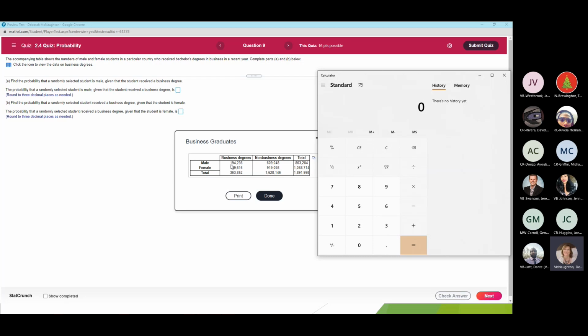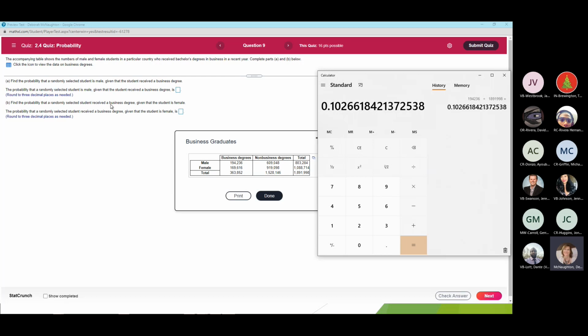Okay, so the probability that I'm male and have a business degree is 194,236 divided by 1,891,998. So that's about 10%. Let's put that in the memory.